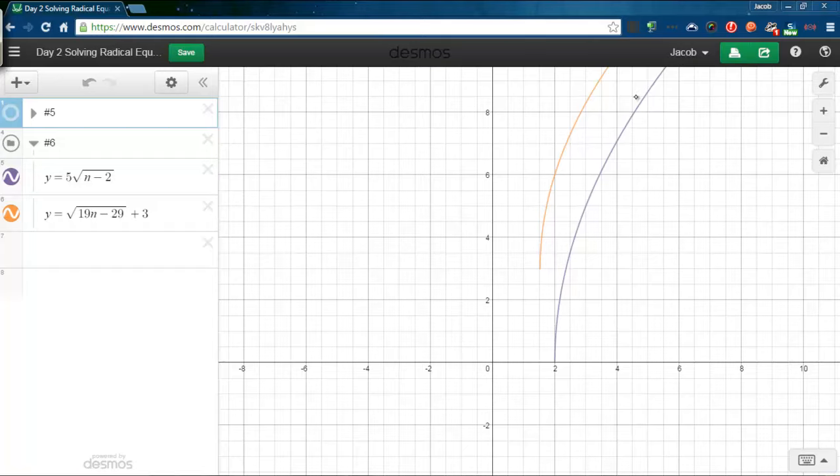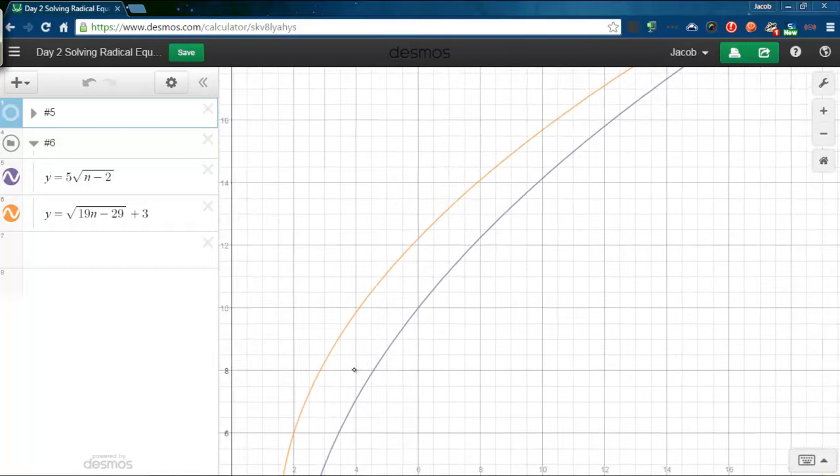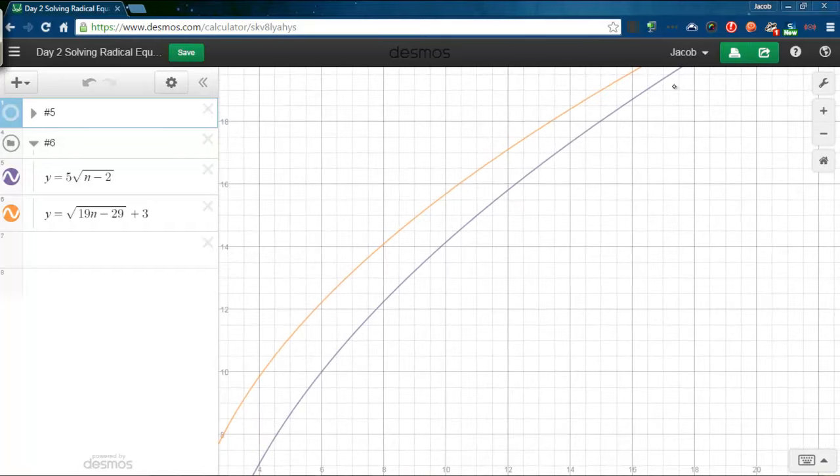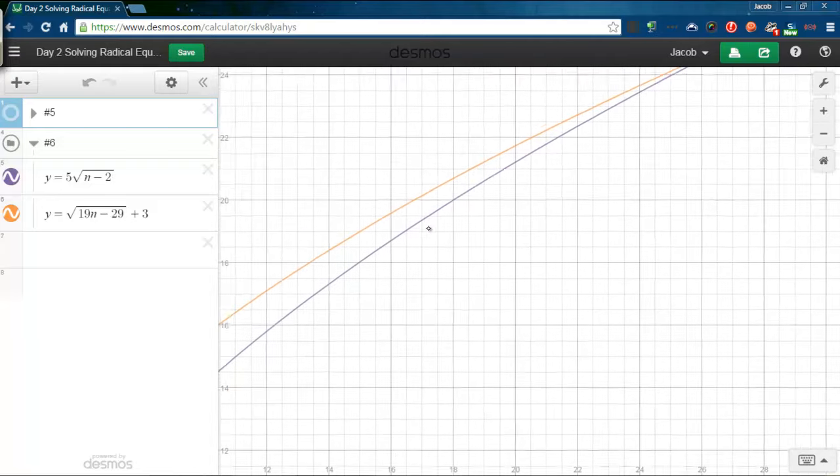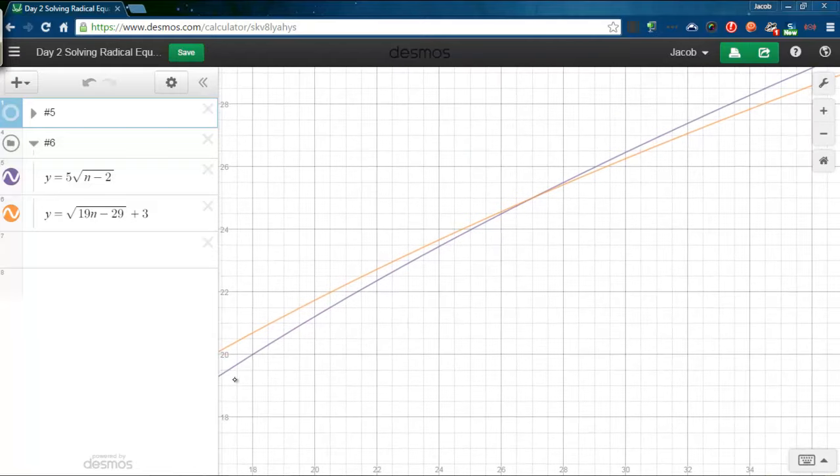So notice here that the lines are beginning to move closer and closer together. So we can't just rely on what we see originally. We've got to actually see what some of the end behavior is before we make our decision. And there we see it. The answer is n equals 27, because n takes the position of the x variable in this particular problem.